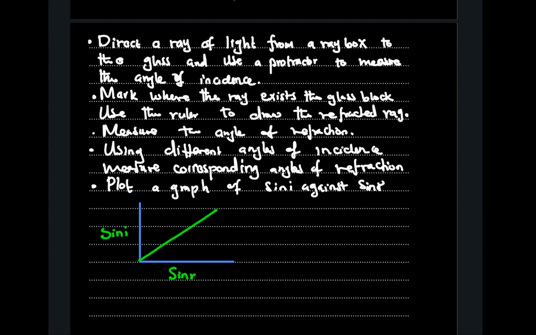With this type of graph, you can also work out the gradient, and the gradient represents the refractive index of the material. As I've mentioned, this method is more accurate when determining the refractive index because it involves many values, and also if there are errors, you can identify anomalous points.